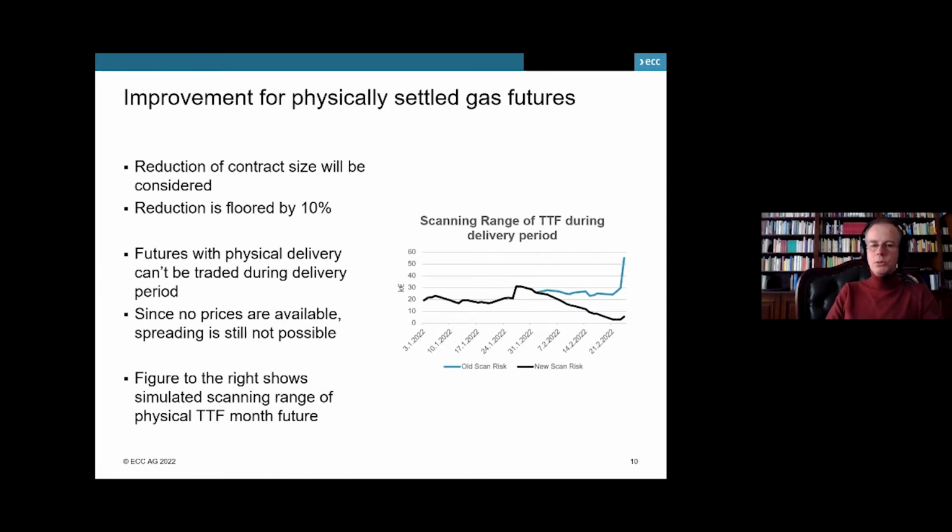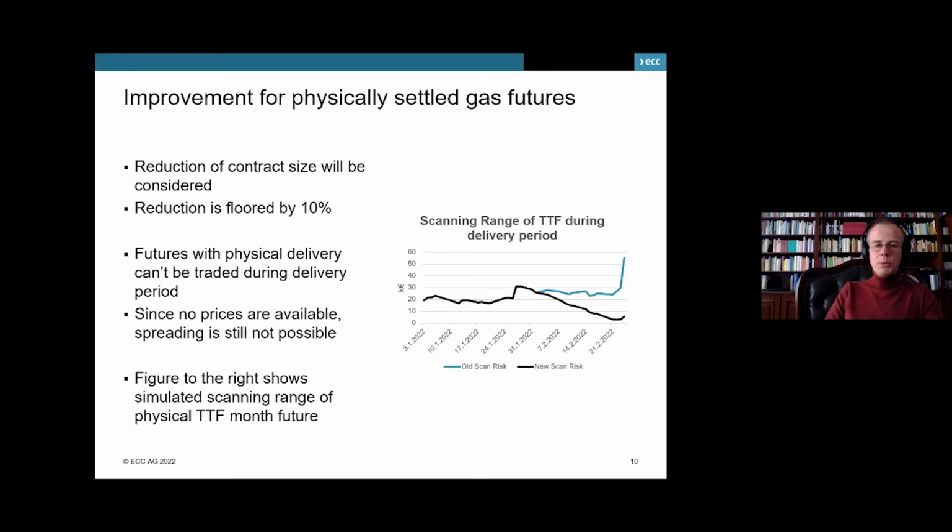So you have now two improvements in the margining, both for contracts and delivery. One is for financially settled contracts. There we include them still in the cross margining, but we do not consider the contract size right now. That's something we discuss actually. And for the physical settled gas futures, we consider the reduction in contract size, but they still will be excluded from cross margining, and that can't be done really on short notice.